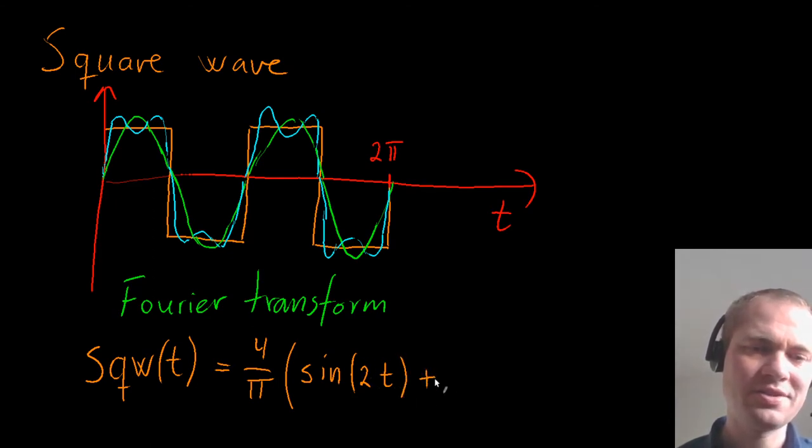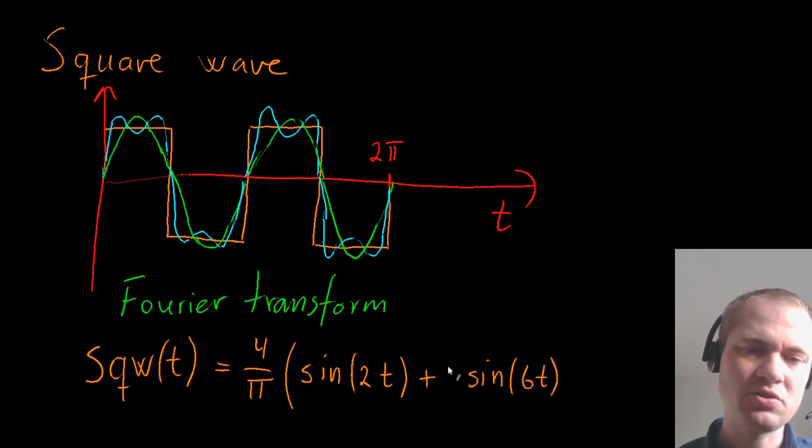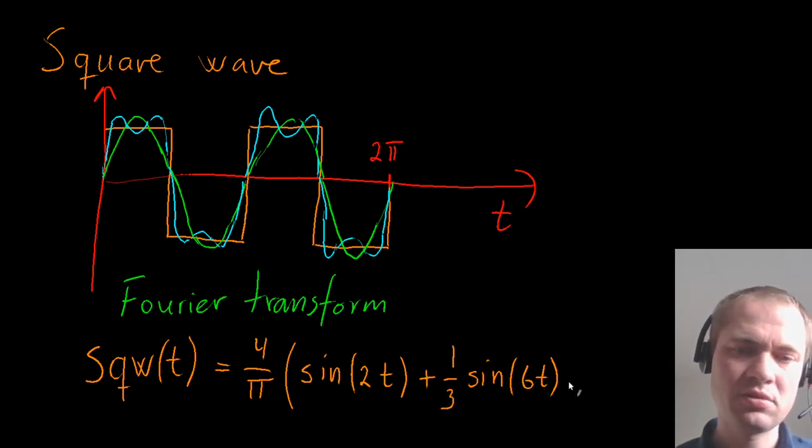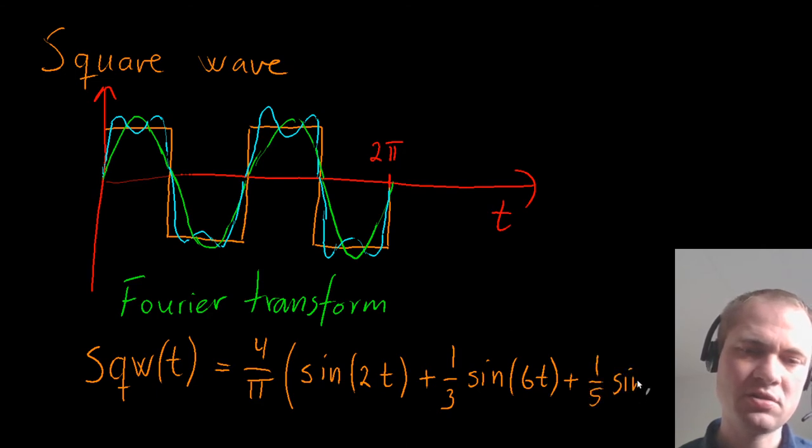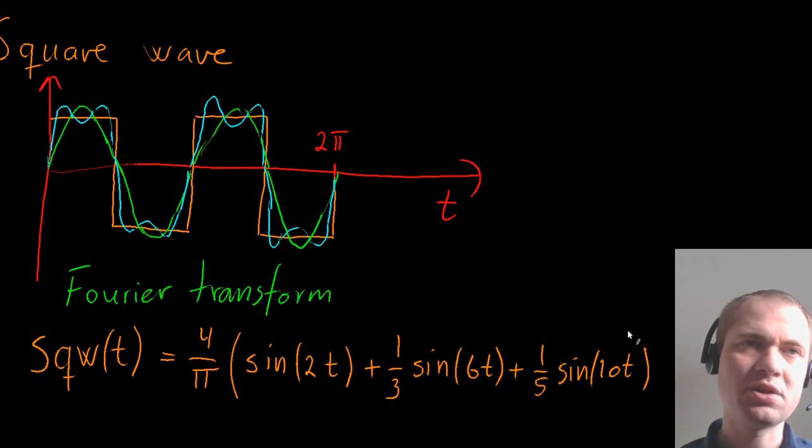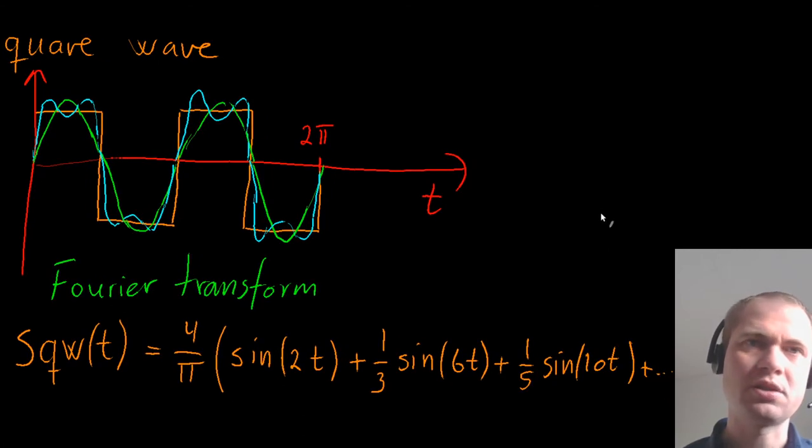And then the next term we need to add will not have double the frequency, but it will have triple the frequency, so it would be something like sine of 6t. And then we need to multiply with something specific here. That would be 1/3. And we can actually take one term more, which is 1/5 sine of 5 times this, so it would be 10t. And we can add more elements here, like that.